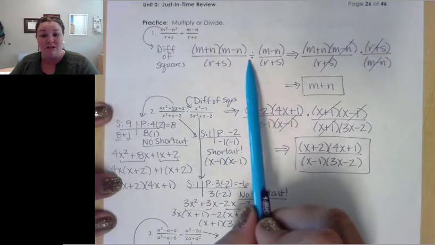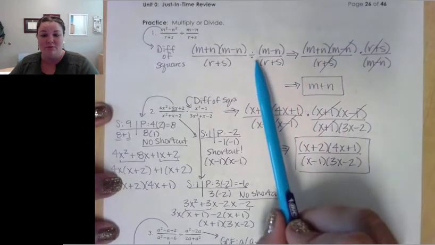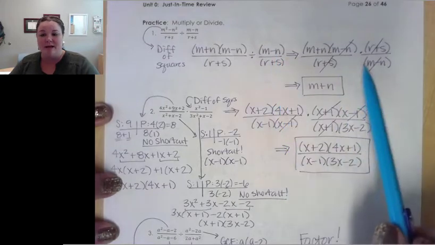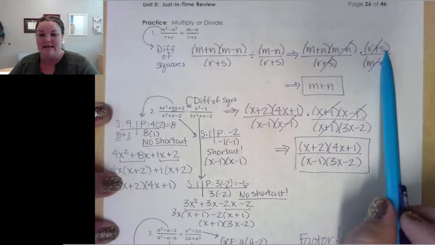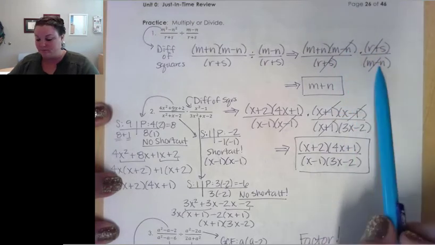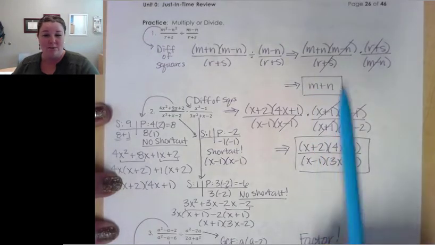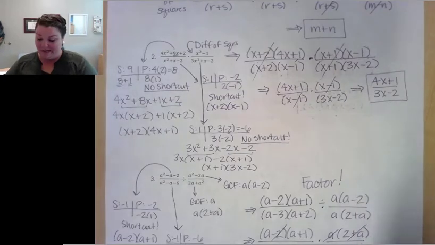But since it's a division, I have to flip and multiply by the reciprocal. So I'm going to change this to a multiplication and flip this one upside down. Once I flip that one upside down and we're in a multiplicative state here, now I can go ahead and just start reducing, okay? So my r plus s's cancel and my m minus n's cancel. So I should just be left with m plus n. Okay, everybody okay on number 1? Hopefully. All right, so let's look at the second one now.